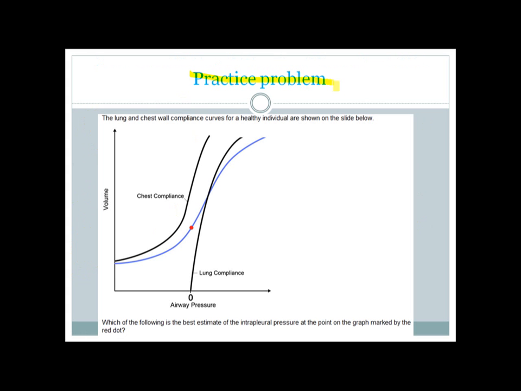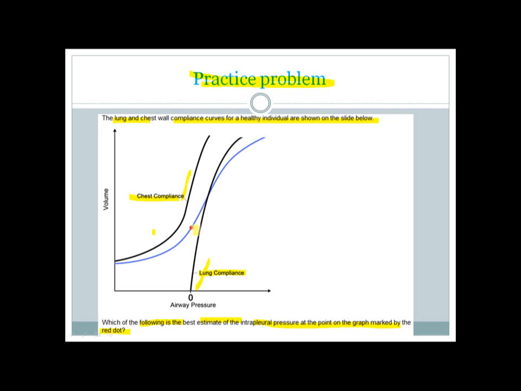So here we have a practice problem. The lung and chest wall compliance curves for a healthy individual are shown on the slide below. So here you can see the lung and chest wall compliance curves. This is the chest wall compliance, the black one, and the black one here is the lung compliance, and the blue one is the combined lung chest wall system. Now the question is, which of the following is the best estimate of the interpleural pressure at the point on the graph marked by the red dot?